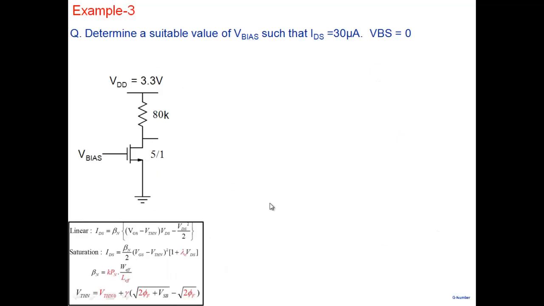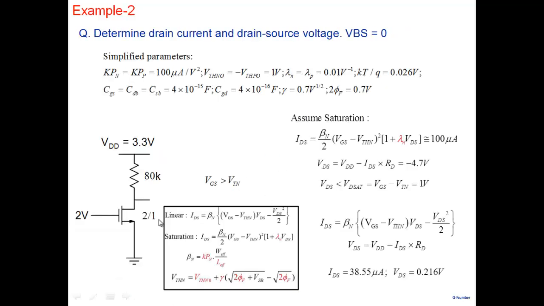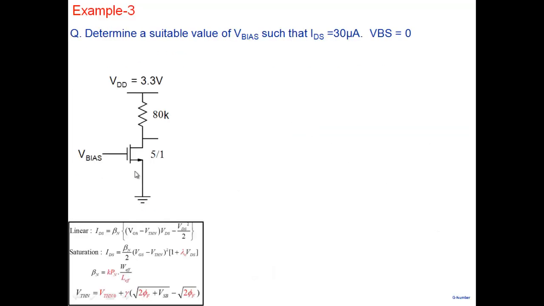All right, fine. So let's take the next problem here. In the previous problems, all the information was given, 2 volt, everything is given and you're asked to figure it out. In the next case, it's slightly more like a design problem. Let's say, determine a suitable value of V bias such that IDS is equal to 30 microamperes. All right, so for some reason, I want this transistor to be biased at 30 microamperes and I want to determine what is V bias.